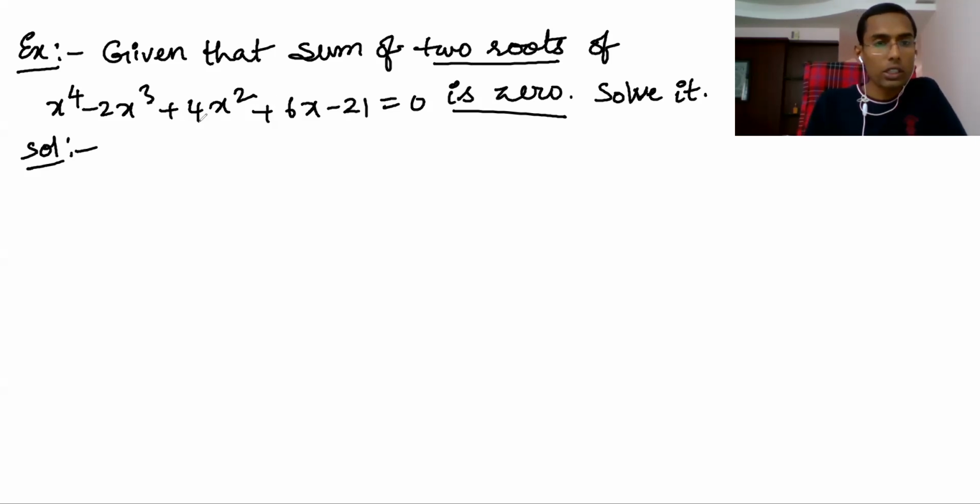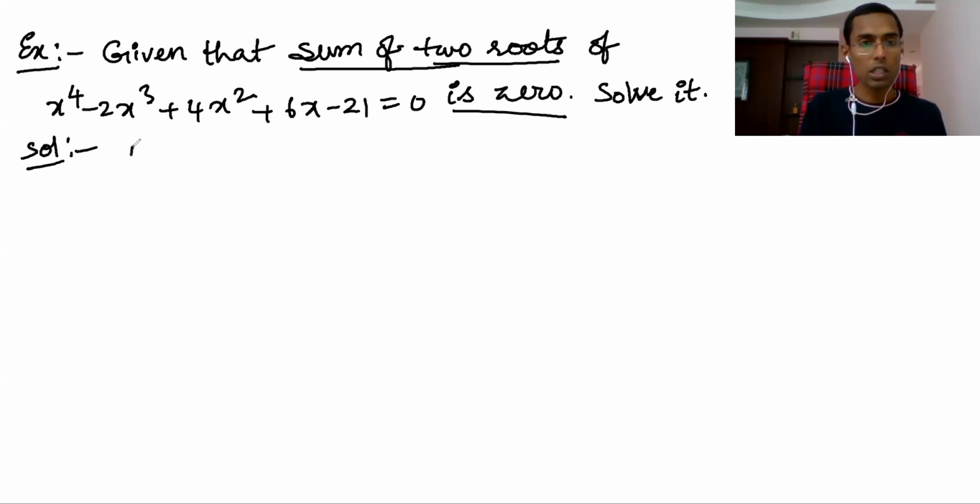Of course, you can solve this equation because it's fourth degree. You can solve it by the trial and error method. That means here you have to substitute factors of 21, that is plus or minus 1, plus or minus 3, plus or minus 7. Like that you can substitute and check. That is the trial and error method. But here, it is given that the sum of two roots is 0.